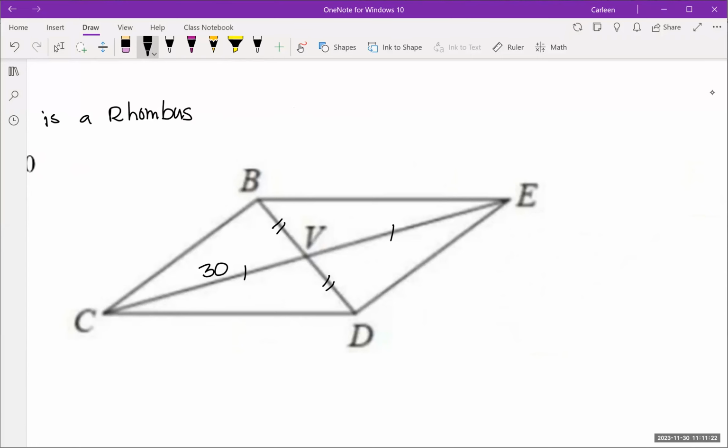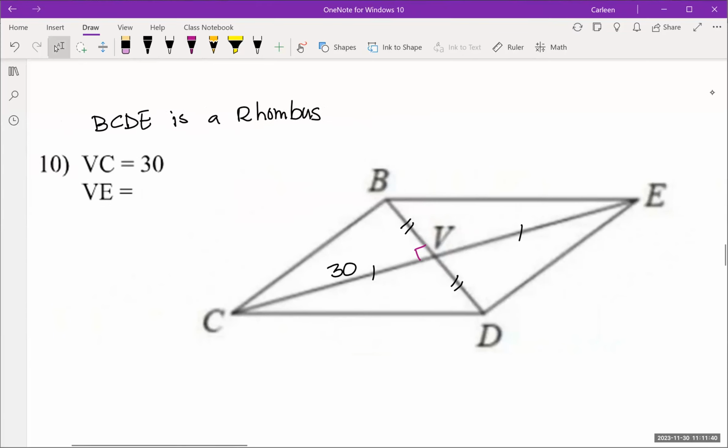And it looks like I accidentally stretched this picture. You would also see that diagonals of a rhombus are perpendicular. So sometimes we're going to use the Pythagorean theorem. Okay. So if VC is 30, what is VE? 30. Okay.